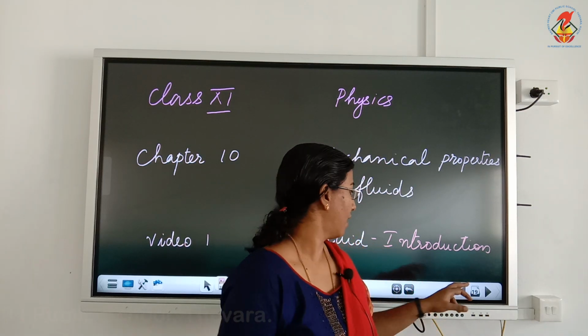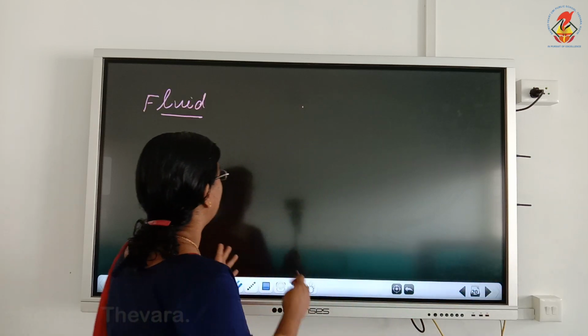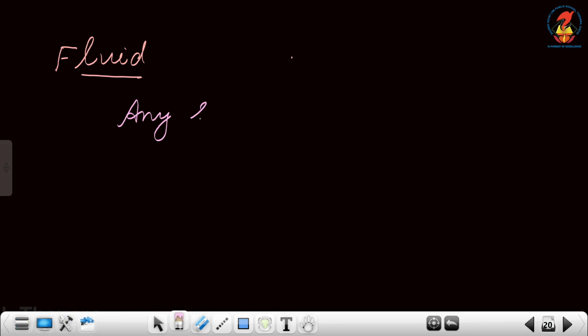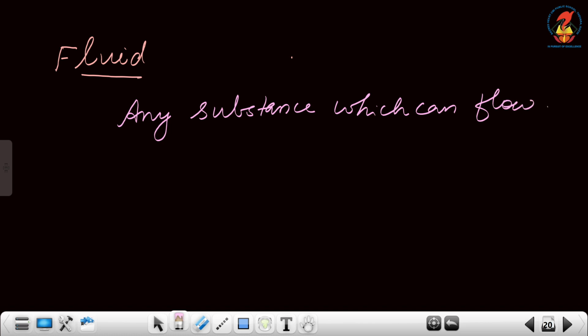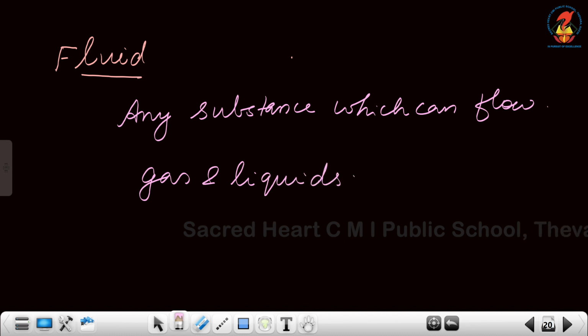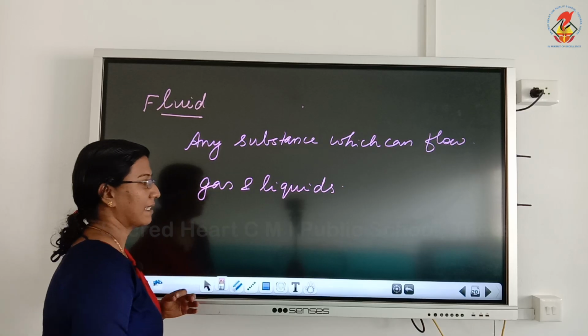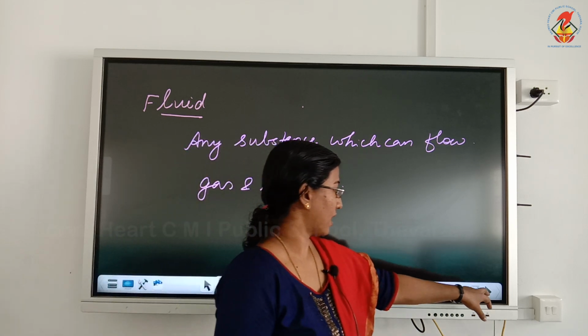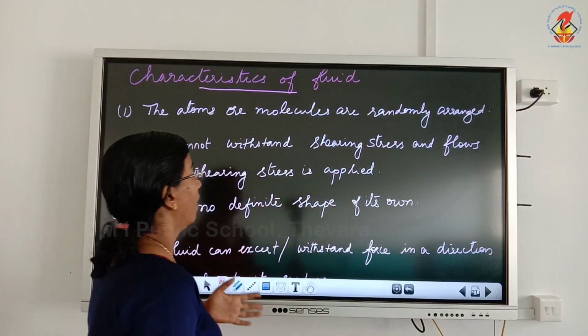Why? Because fluid is defined as any substance which can flow. Any substance that can flow comes under the category of fluid, which means gases and liquids come under this category. Now let us see what are the important characteristics of a fluid.